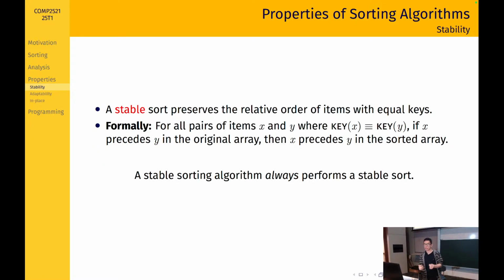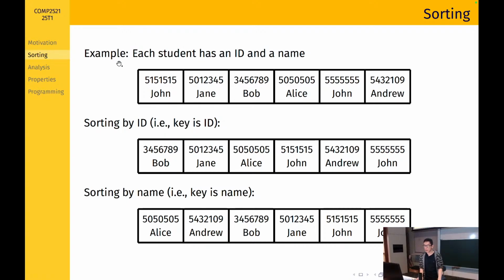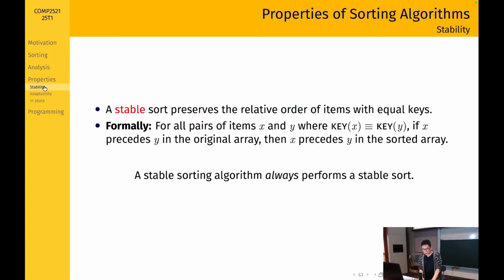First, stability. Stability is the question of whether the sorting algorithm preserves the relative order of items with equal keys. What I mean by that is, suppose we have an array of students again, and we have a bunch of people with the same name. Here we actually do have two students with the same name, John. Suppose we're sorting by name; if our sorting algorithm is stable, it will keep the two Johns in the same order after sorting. That means the 5151515 John is going to appear before the 5555555 John. Okay, so that's what stability means.